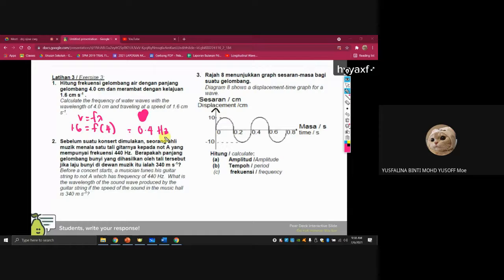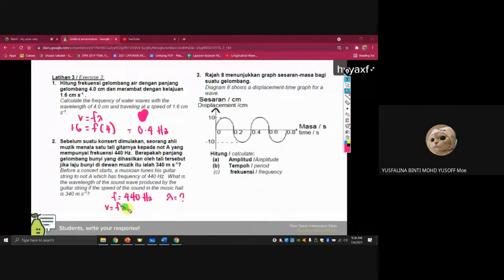Okay, and then for number 2, it said before a concert starts, a musician tunes his guitar string to note A, which has a frequency of 440 hertz. What is the wavelength, what is the lambda, of the sound wave produced by the guitar string, if the speed of the sound in the music hall is 340 meters per second?